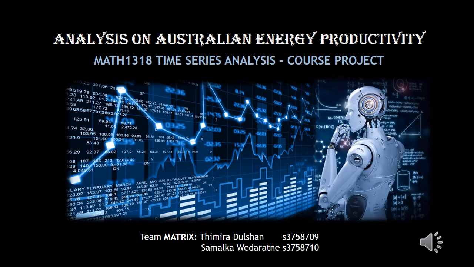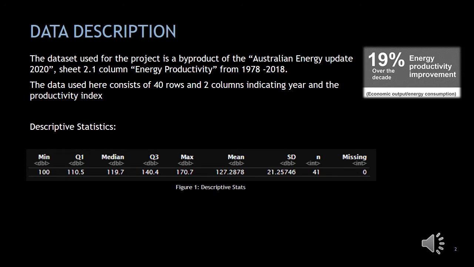Team matrix, and we'll be discussing the time series analysis of Australian energy productivity. Data description. The data used for the project comes from the official Australian Energy Update for 2020, showcasing the productivity index variation from 1978 to 2018.